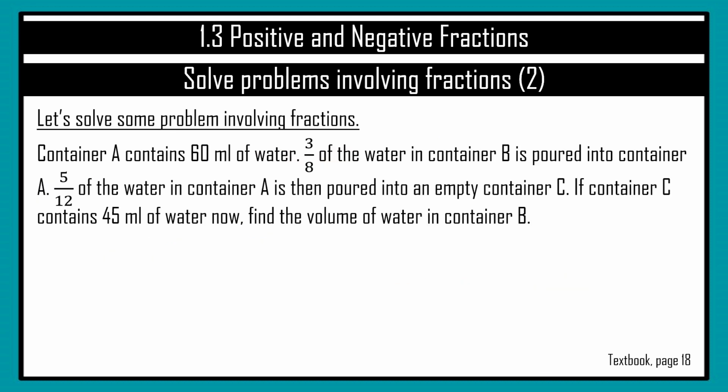Let's look at another problem solving. Okay, in this question, container A contains 16 milliliter of water. A 3/8 of the water in container B is poured into container A. Alright, 5/12 of the water in container A is then poured into an empty container C. If container C contains 45 ml of water now, find the volume of the water in container B.